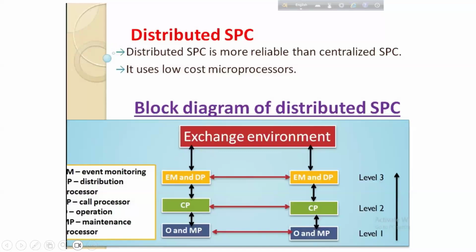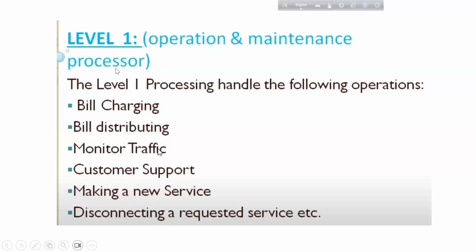Now these are different levels of this distributed SPC. In level 1, there is the operation and maintenance processor. In level 2, there is the call processor. In level 3, there is the event monitoring and distribution processor. So we are going to see in which level which tasks are being done. Level 1 is responsible for handling the following operations: bill charging, bill distributing, monitoring traffic, customer support, making a new service, disconnecting a requested service, etc. Okay, so these are done by the operation and maintenance processor.